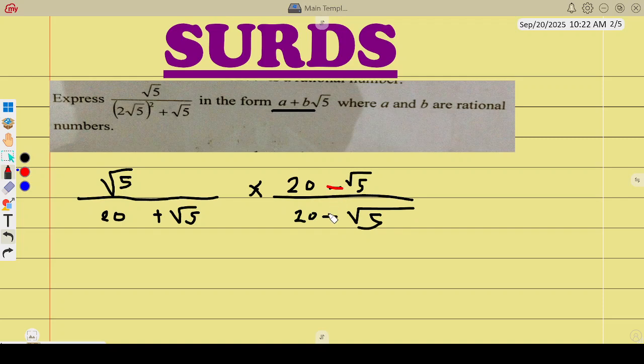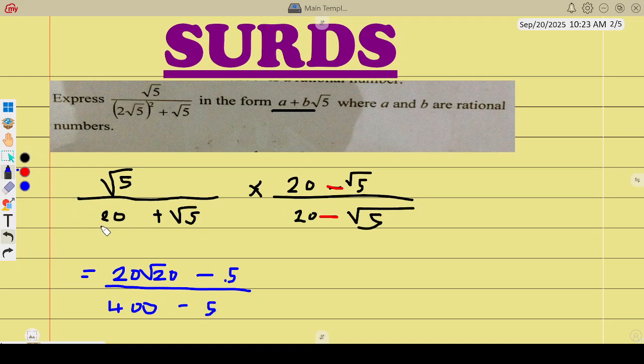I think it's very clear here. Plus will become minus. So root 5 will multiply this and that. What is root 5 times 20? It's 20 root 5, minus root 5 times root 5, it's 5, over 20 times 20, that should be around 400, minus 5.